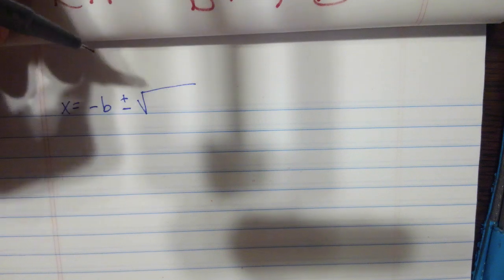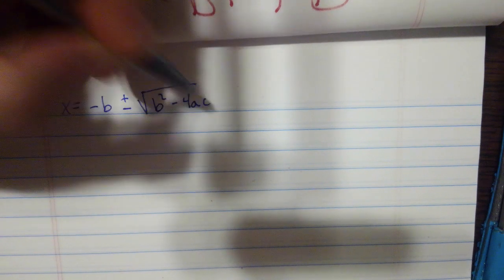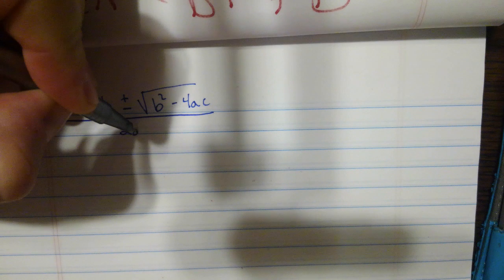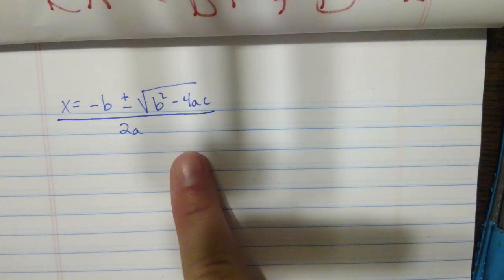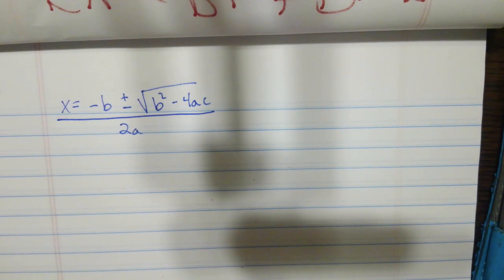It is x is equal to negative b plus or minus the square root of b squared minus 4ac all over 2a. So this is called the quadratic equation. It looks really big and ugly and scary, but I promise it is not nearly as bad as it looks.